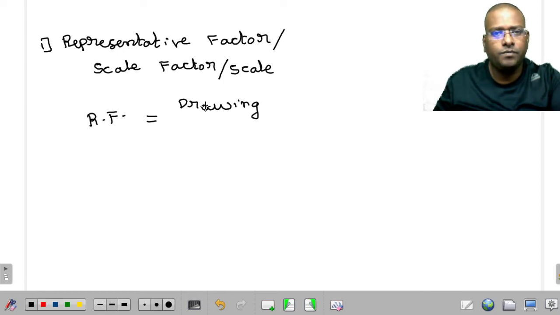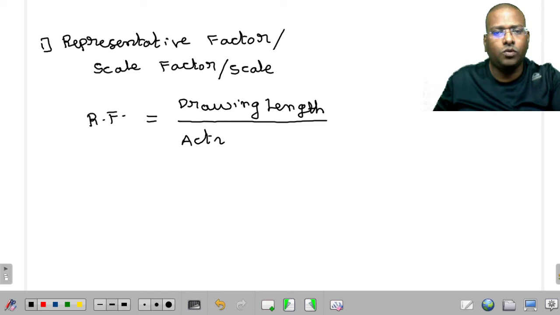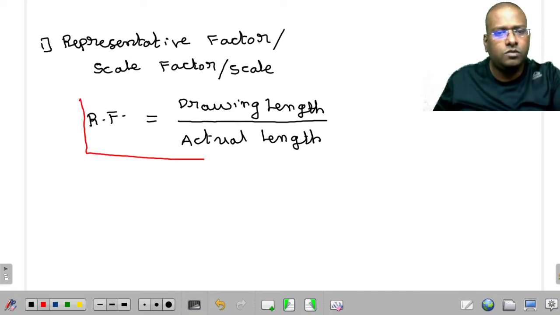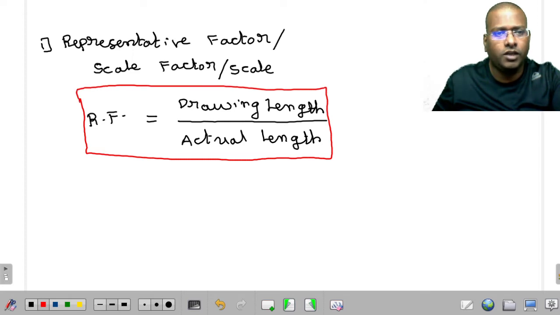Which distances? Drawing length to the actual length. So the representative factor is the ratio of drawing length to the actual length. This is the formula for the representative factor.